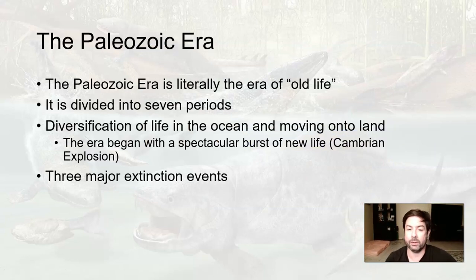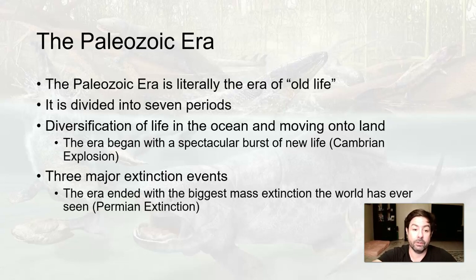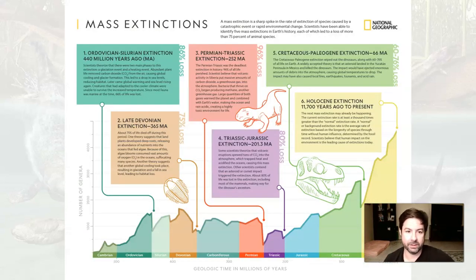Also in the Paleozoic, there are actually 3 major extinction events, and we'll talk about all of those. In fact, the Paleozoic era itself ended with the biggest mass extinction the world has ever seen. It was phenomenal. So we'll talk about that once we get to the Permian period.